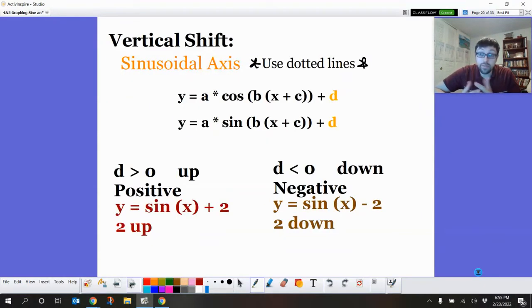The next transformation that we're going to talk about is the vertical shift, or what we call the sinusoidal axis. The sinusoidal axis is the thing that we're wobbling up and down between, the middle part of our curve that's going up and down. What's right in the middle, that is our sinusoidal axis. Now, fortunately, the sinusoidal axis follows normal things. If you add, you go up. If you subtract, you go down. Great. It's not all backwards and weird because we're not inside, we're actually outside of our function.